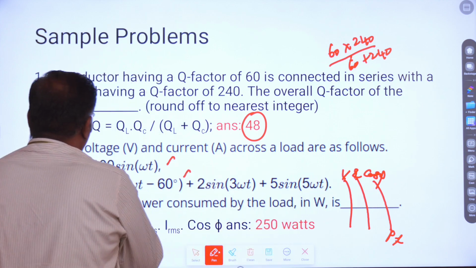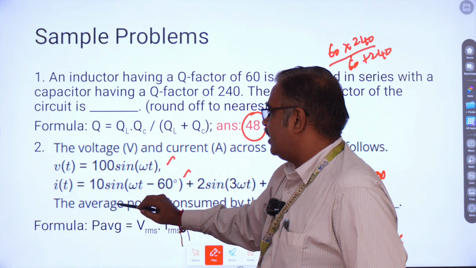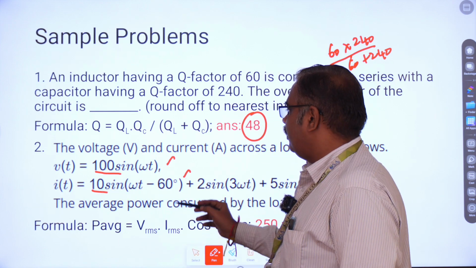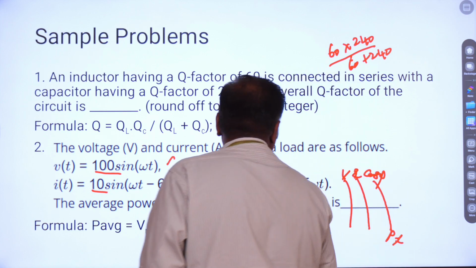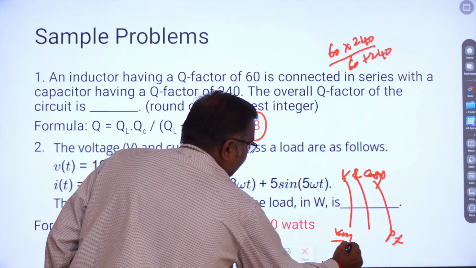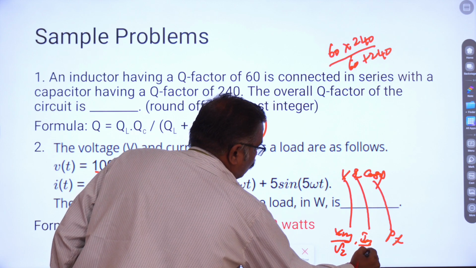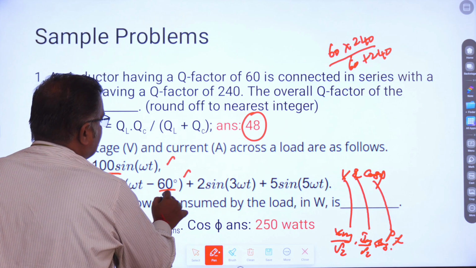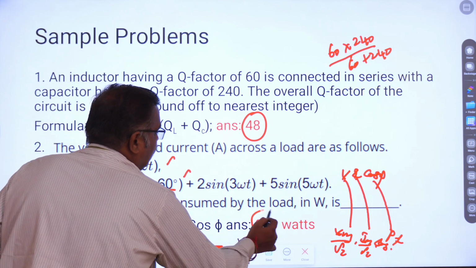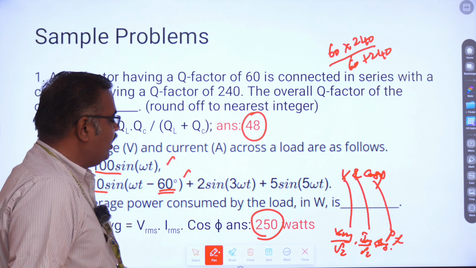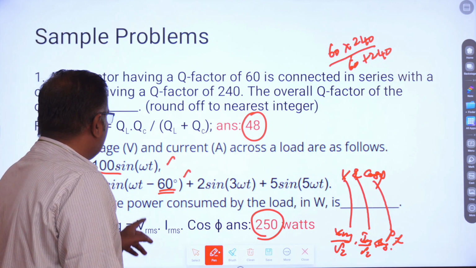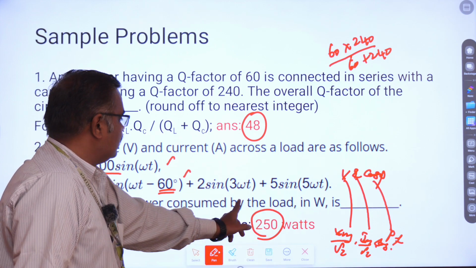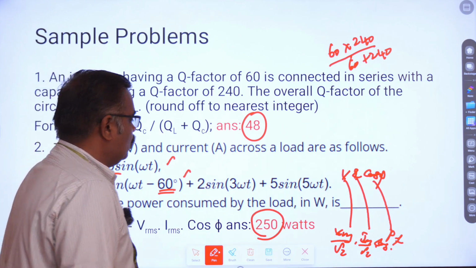So here they have given the voltage as V of t, and I of t as the current. Here this is your VM and this is your IM. Actually, for calculating the power, it will be VM by root 2, IM by root 2, and the power factor is cos of phi. Phi is 60 degrees. Substitute there, and the resultant value will be 250. The result of this problem will be 250 watts. Just substitute and get it. What you have to do is 100 divided by root 2, then 10 divided by root 2, into cos 60. So you'll be getting 250 watts as the solution for this problem.